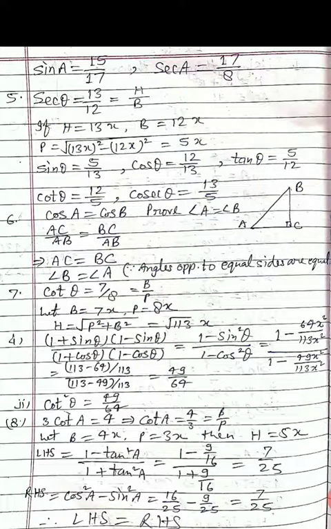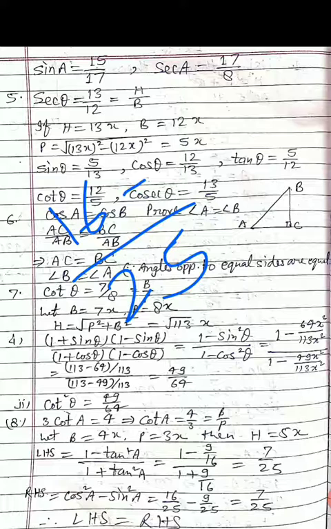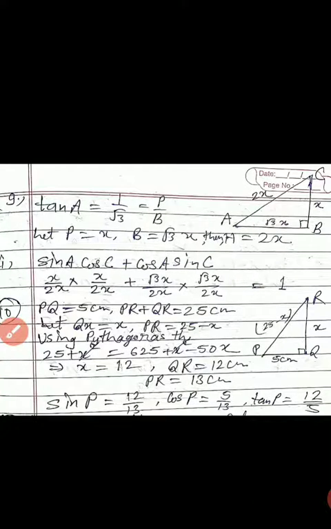So on taking LCM, 25 is the LCM in the denominator because the denominator is the same, so the numerator is as it is, that is 16 minus 9. 16 minus 9 will be 7 upon 25. So it is the answer. Now we see that LHS equals RHS, that means this statement is true. Now move to the next question, that is question number 9.